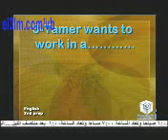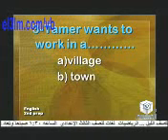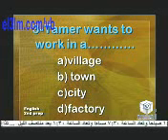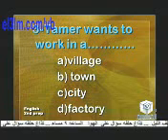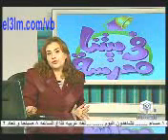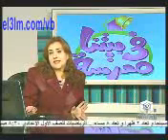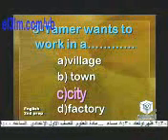Number three. Tamer wants to work in a village, town, city, or factory. In the passage, he didn't say that he wants to work in a village or town or a city or a factory, but he said that he wants to work in Cairo. So, if he wants to work in Cairo, which word are you going to choose? Yes, I know that you know that Cairo is a city. So Tamer wants to work in a city.